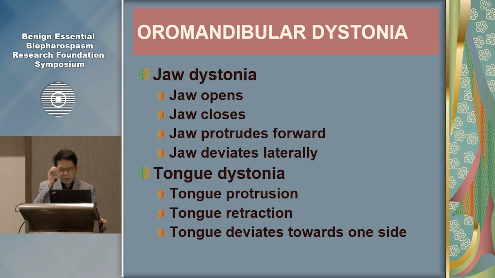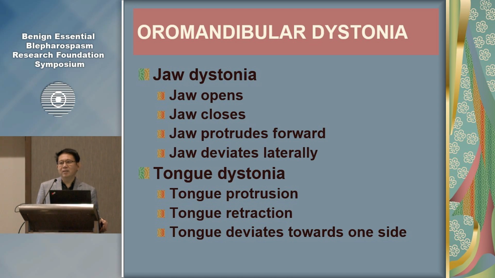Okay, and so when we talk about oromandibular dystonia, it's mostly the jaw and the tongue. So let's talk about the jaw first. What can the jaw do? Number one, it can open. That's the most common thing I see. Number two, it can close.